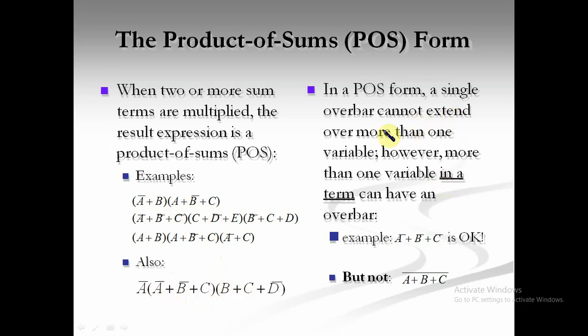But in POS form, a single overbar cannot extend over more than one variable. For example, A bar plus B bar plus C is okay. But A plus B plus C with a whole bar over it is not okay in POS form, and the same applies in SOP. In SOP we use the multiply sign, here we use the plus sign. That is the POS and SOP forms.